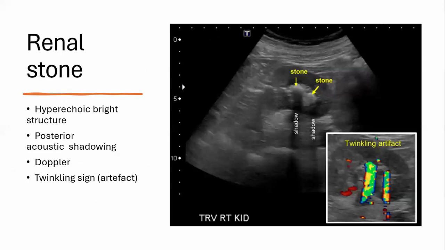So what are you looking for? You're going to look for a hyperechoic bright structure. You can see here on the ultrasound, there's a stone with shadowing posterior to it. Sound waves can't penetrate that stone, and that's going to cause an acoustic shadow. If you put on Doppler, you get what we call the twinkling artifact, because the ultrasound waves bounce off that stone at different times.